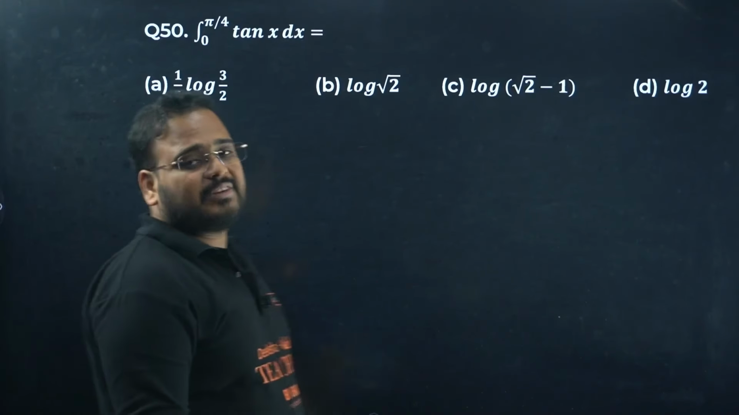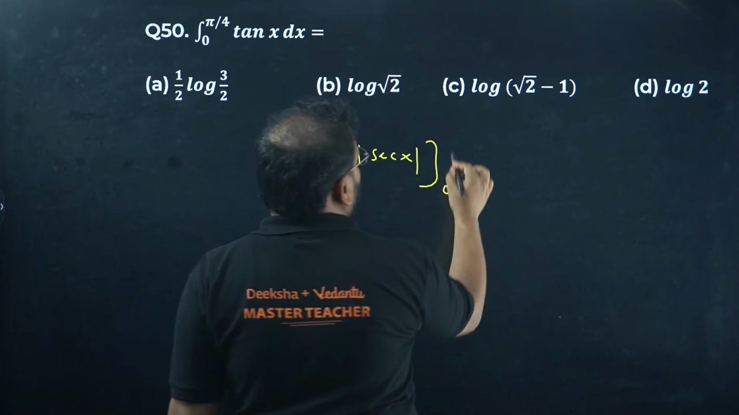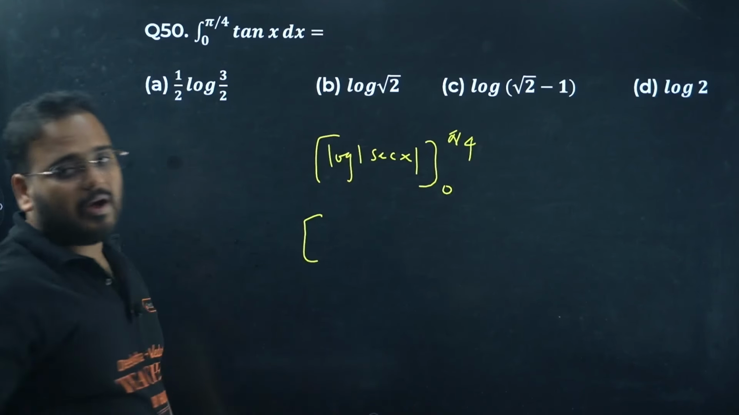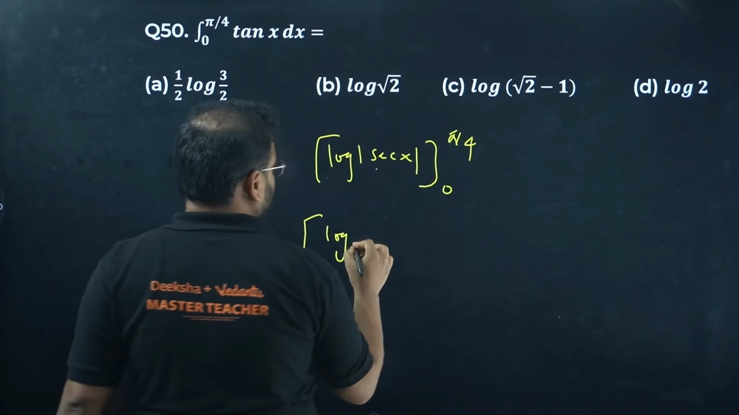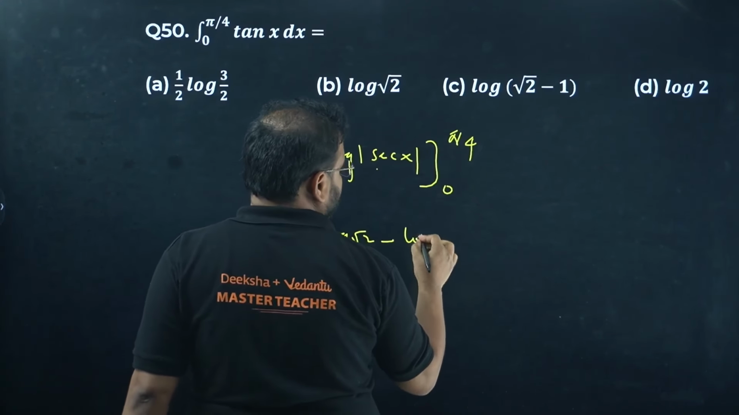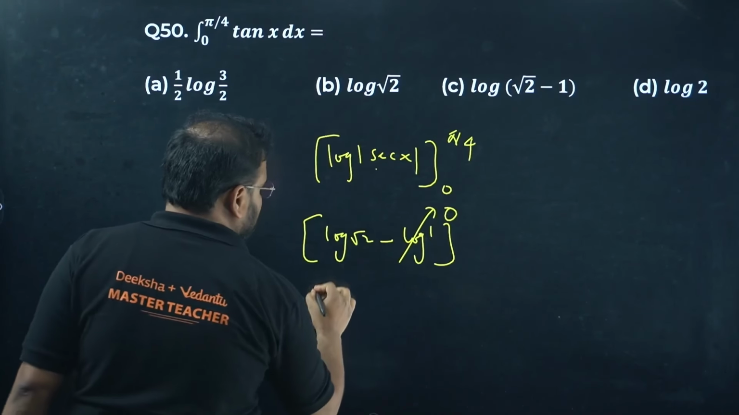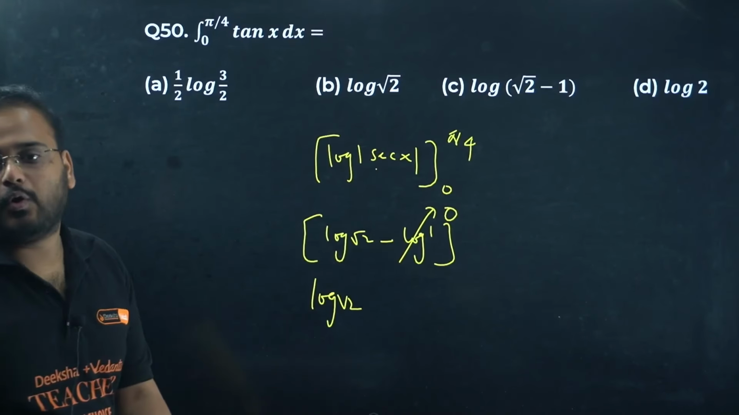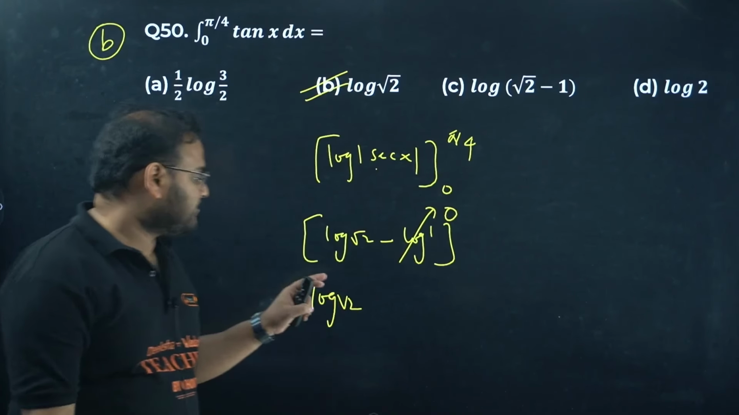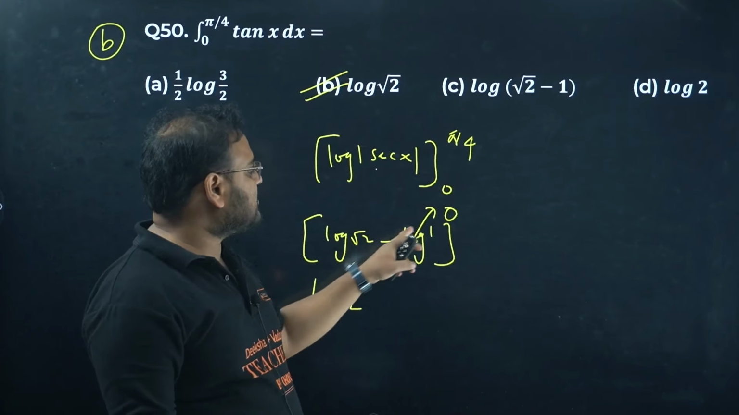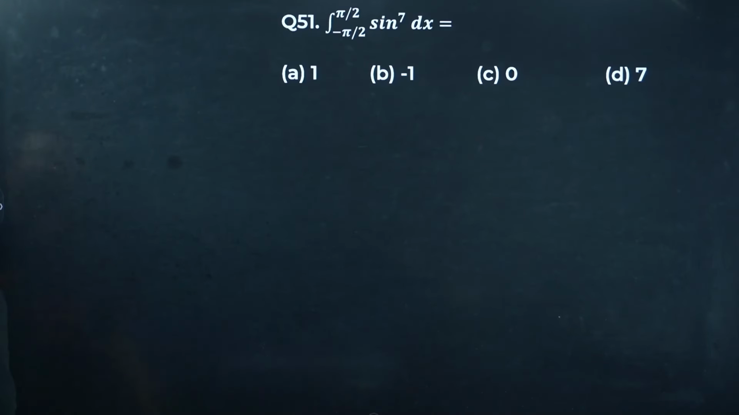50th. Integration of tan x. A simple question again. Log of secant x from 0 to pi by 4. Log of secant pi by 4, how much is that? Root 2, minus log of secant 0, which is 1. So log of 1. Log of 1 is how much? 0. It means the answer is coming as log of root 2. Option is B. Please check. Correct or not? Log of root 2 will be as it is, and log 1 will become 0 because sec of 0 will be coming as 1.